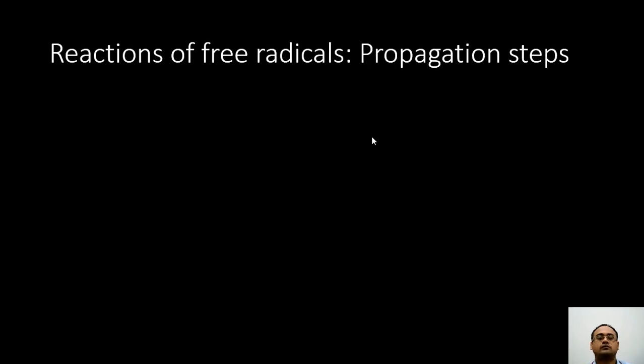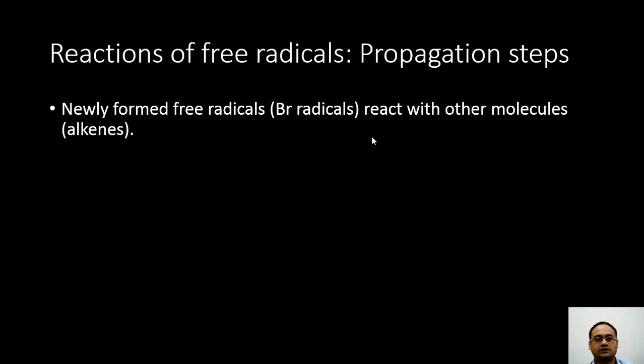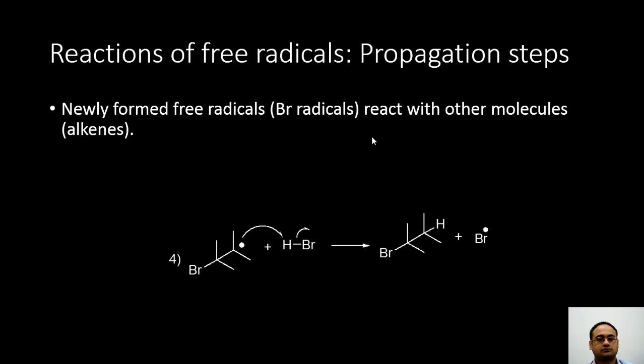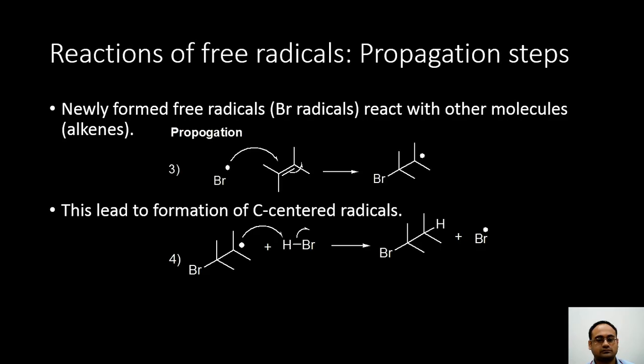Once these free radicals are generated, they can further react with other compounds which are electron deficient or electron rich, and can react with the electron rich centers to give us other radicals. This, as you will see, leads to the formation of a carbon-centered radical, which will further react with another molecule of hydrogen bromide to give us the bromine radical back. So this third step can start again with another molecule of alkene.